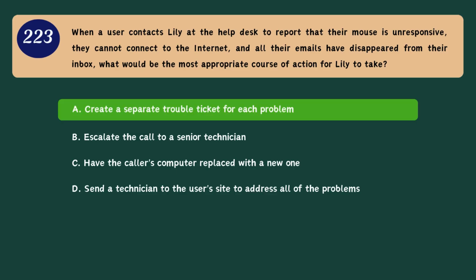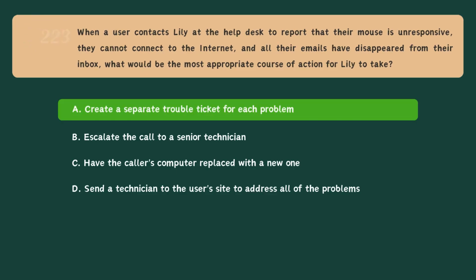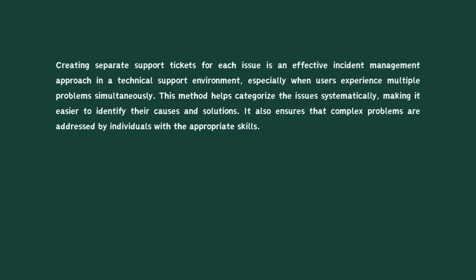Correct answer. A. Create a separate trouble ticket for each problem. Creating separate support tickets for each issue is an effective incident management approach in a technical support environment, especially when users experience multiple problems simultaneously. This method helps categorize the issues systematically, making it easier to identify their causes and solutions. It also ensures that complex problems are addressed by individuals with the appropriate skills.